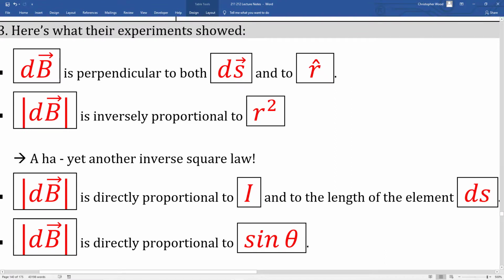The strength of the magnetic field is directly proportional to the current and to the length of the element. So a really strong magnetic field gets produced by a very large current, and the longer the current element, the stronger the magnetic field. This last bullet point shows that there's a dependency on the orientation between the point you're investigating and the direction of the current.